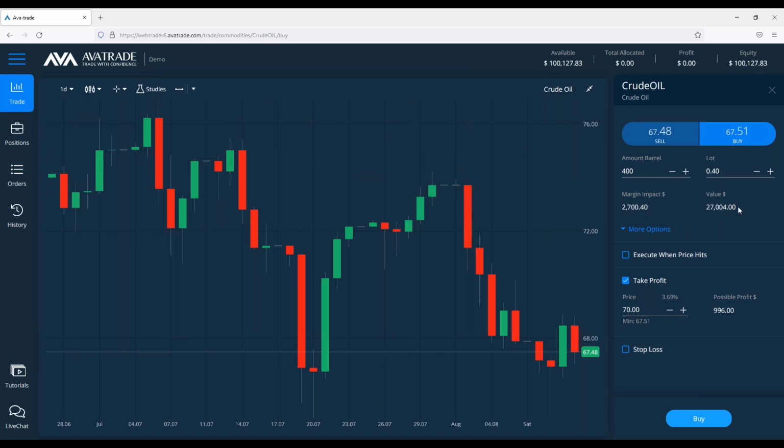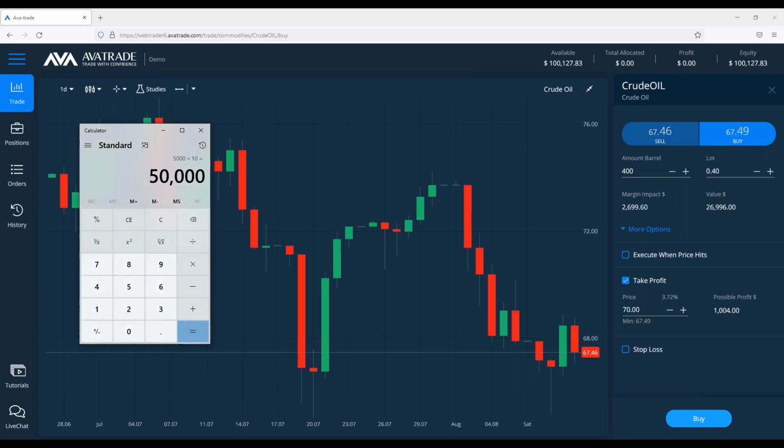So that matches what I would like to achieve with oil. And then how do I know that my margin is 10%? Well, that's pretty obvious. Let's calculate together. 27,000 here, and then the margin impact is 2,700.